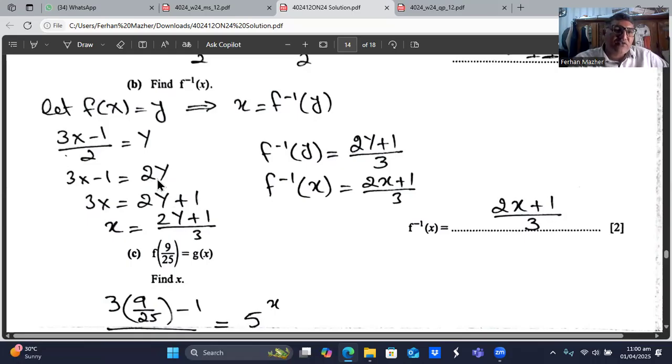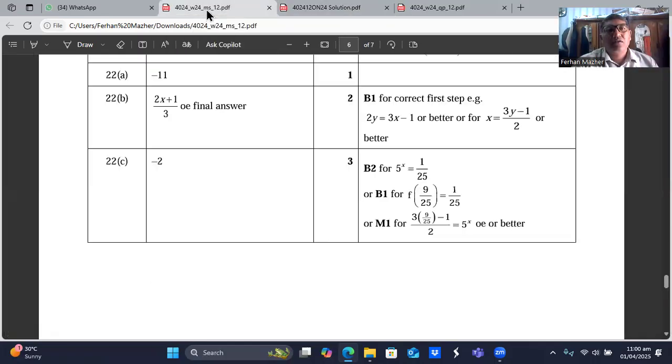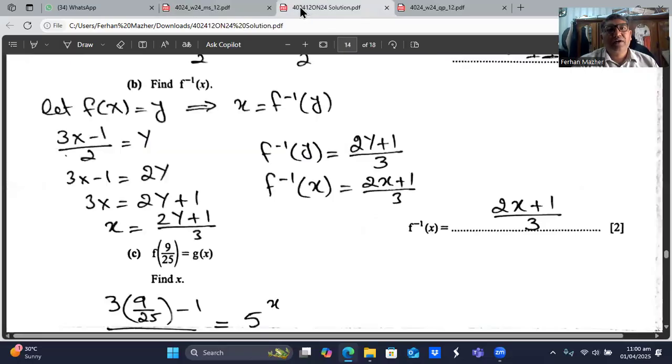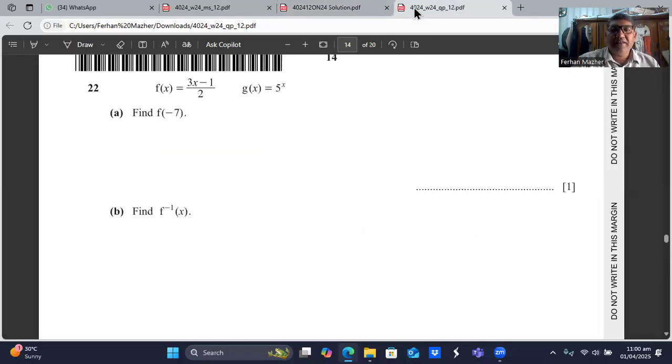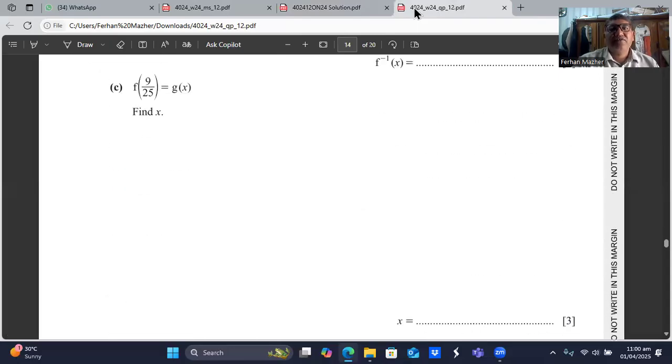So 3x minus 1 is equal to 2y. So 3x is equal to 2y plus 1. X will be equal to 2y plus 1, the whole thing divided by 3. So in the place of x, according to here, I can write f inverse of y, that is 2y plus 1 divided by 3. Then I will change the variable on both sides. So f inverse of x is equal to 2x plus 1, whole thing divided by 3. So our answer is right.